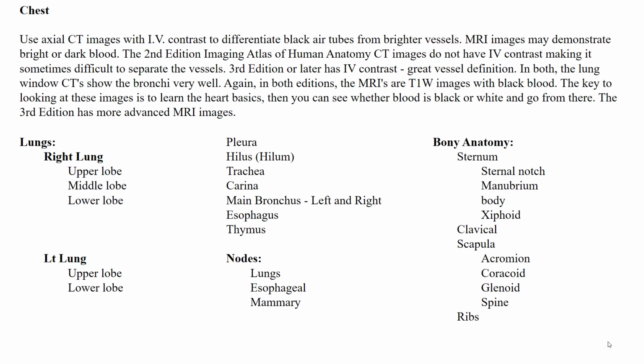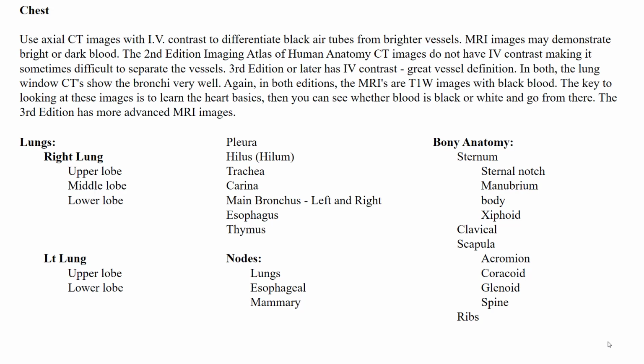The MRI images may demonstrate bright or dark blood. It depends on what kind of imaging sequence you're using. When you're looking at the second edition of the Imaging Atlas of Human Anatomy by Weir, there won't be any IV contrast, and so it's really hard to distinguish the vasculature from the other anatomy. So if you don't have a later version, you might want to try to get your hands on one just to be able to see the differentiation and the better contrast.